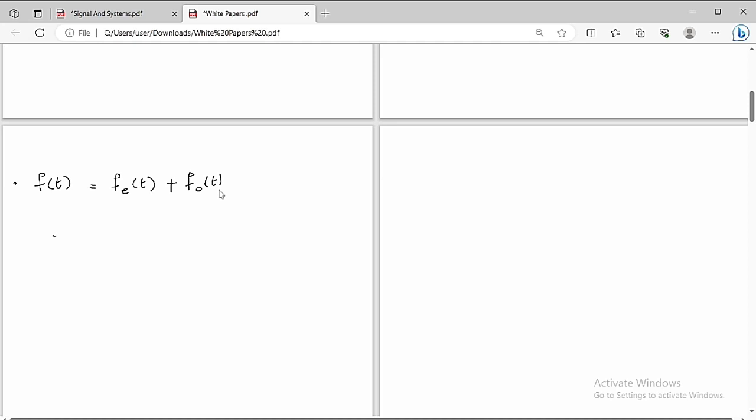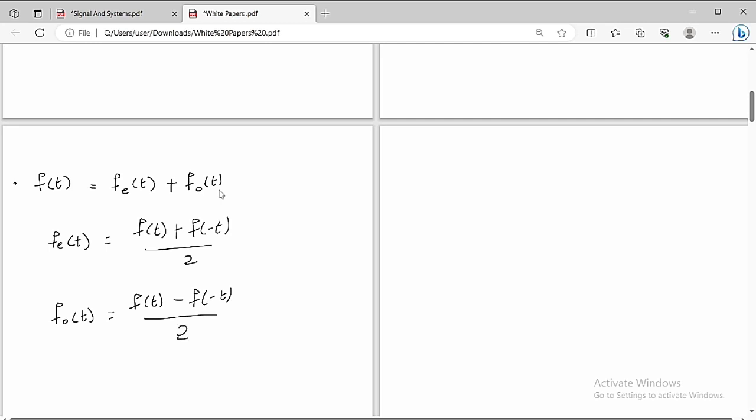If you want to figure out the even signal, it is nothing but f of t plus f of minus t, divided by 2. The odd signal is f of t minus f of minus t, divided by 2. In this way, we can figure out the even part as well as the odd part for a given signal f of t.